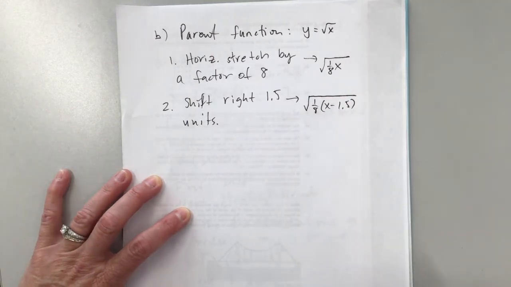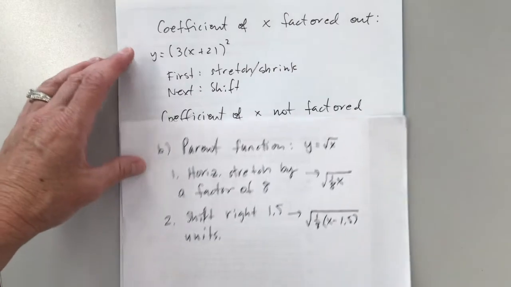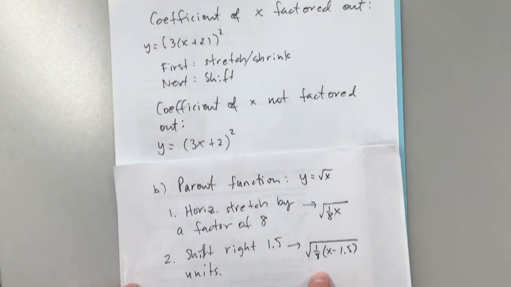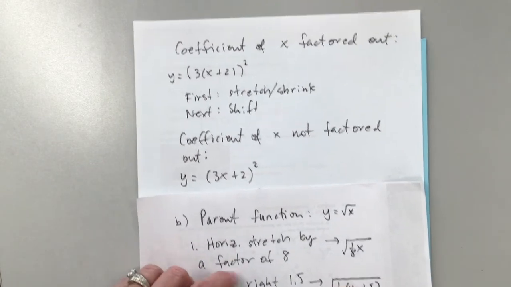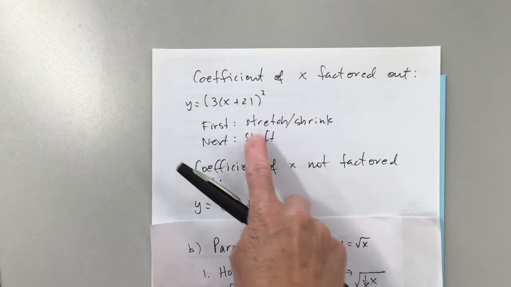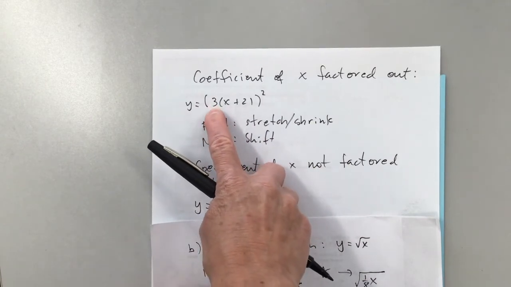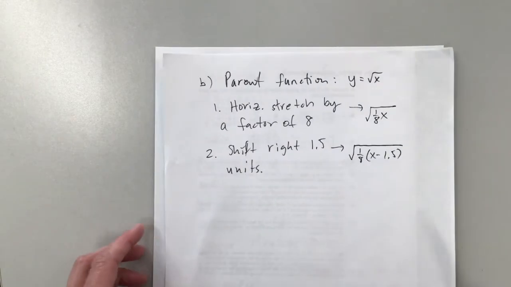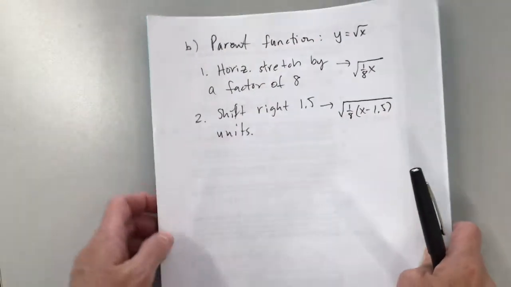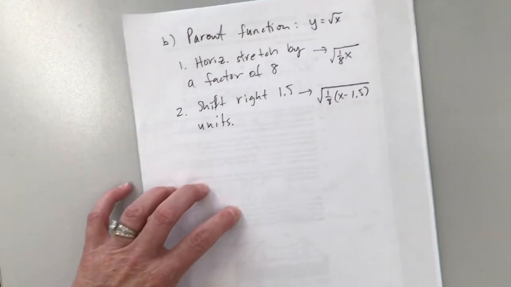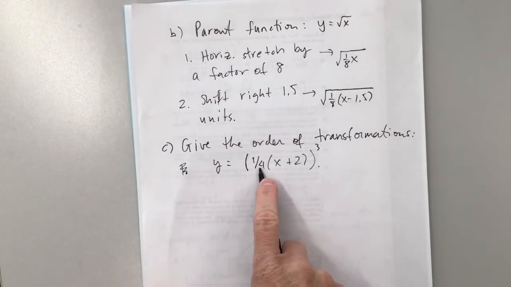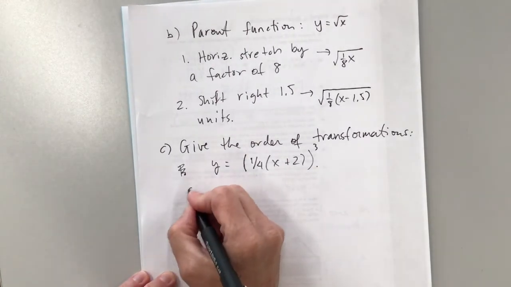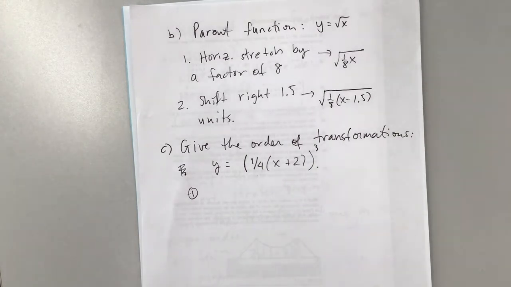All right, and so you'll see this is consistent with the rule I gave you a second ago. So we expect parentheses when the stretch or shrink comes before the shift. So stretch or shrink comes before the shift, we will have parentheses before the x. All right, going to give you one last example where you give me the order. All right, so give me the transformations in the correct order for this. All right, the 1/4 is factored out, so we take care of that first. So horizontal stretch by a factor of 4.